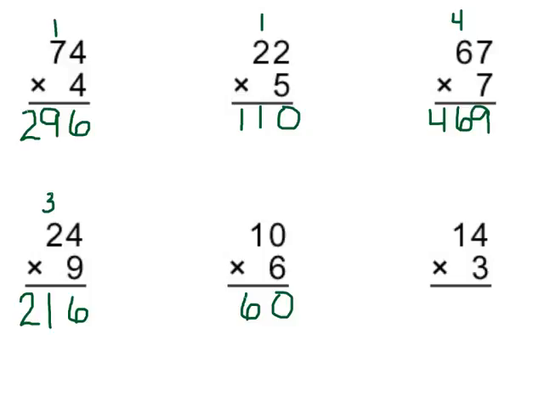14 times 3, I see 3 times 4, which is 12. Put my 2 down and carry the 1. 3 times 1 is 3, plus that 1 up top gives me 42.